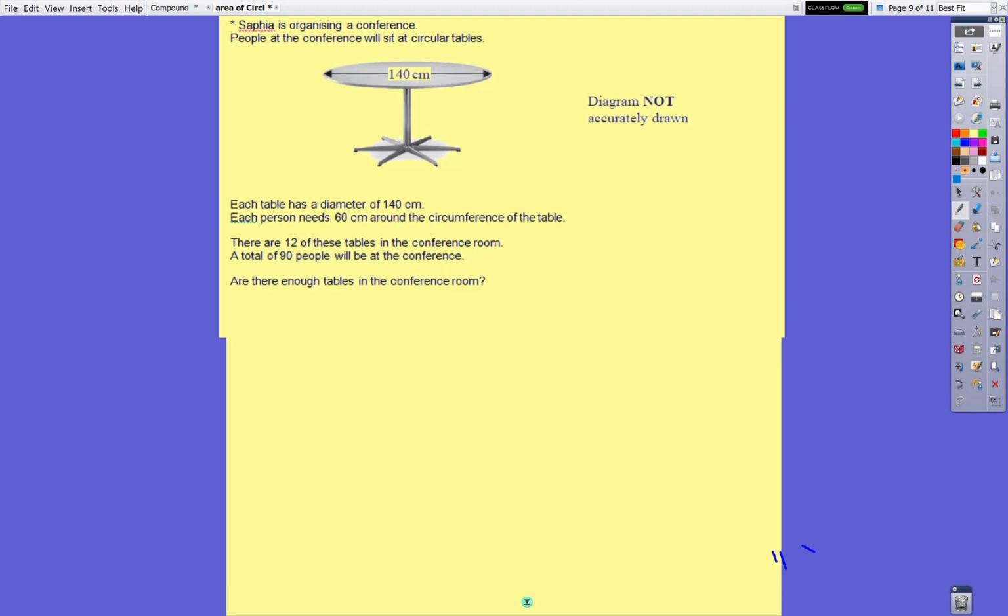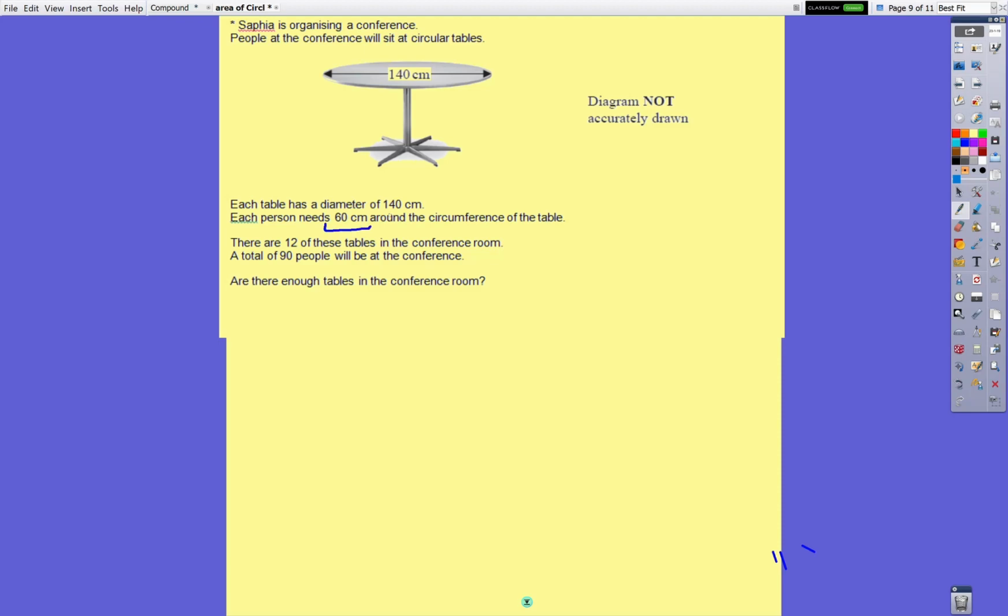Right, hopefully you've had a good go at this question. Now, the key part to this one is knowing how many people fit around this table. So, people at a conference will sit at a circular table. Each table has a diameter of 140. Each person needs 60 centimetres. Something wrong with that. Must be 2 metres now, social distancing and all that.